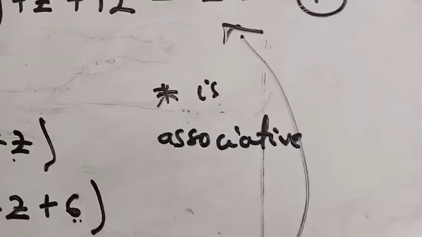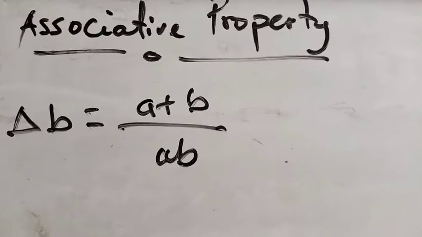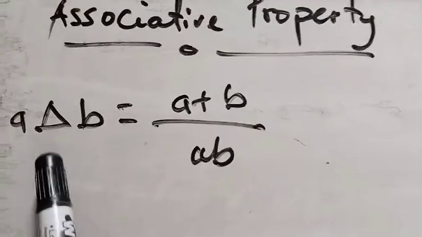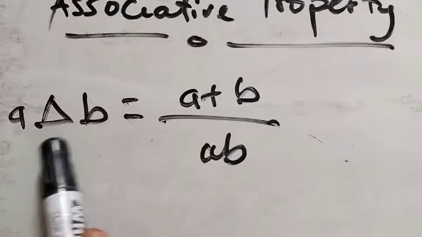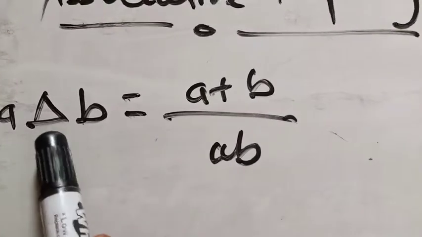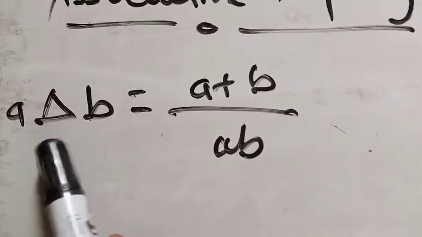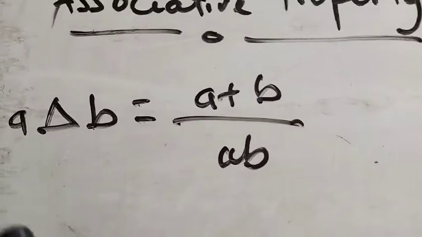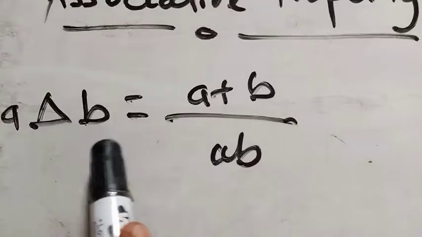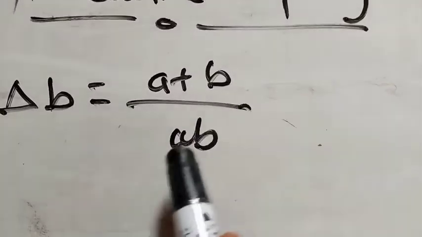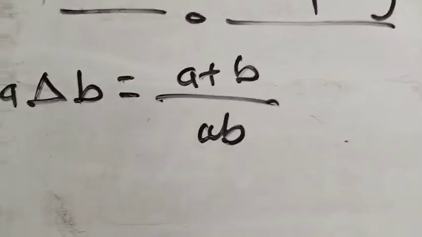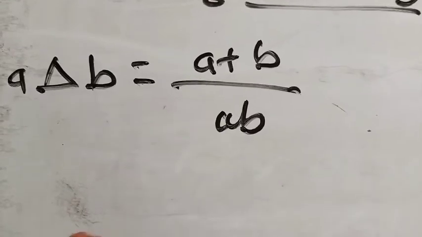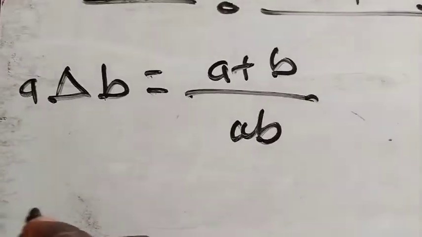So if you are still here watching this video, as I promised, let's see how to solve a question like this. This is a nice one. You have another operation. Don't let this sign confuse you. It is just a sign to show how we can combine two elements. So A operation B is A plus B, everything over AB. Then it says to show that this operation is associative.